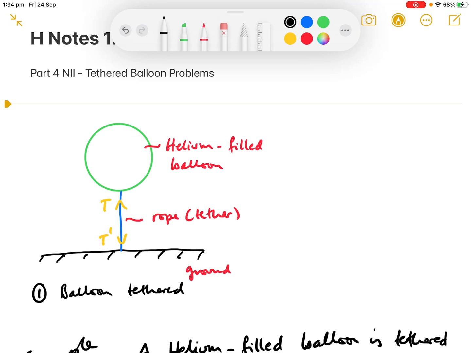Now typically in these problems, what happens is this. You begin with the rope tethered, but then the rope snaps, or it's cut loose or released, something of that nature. So you then move to this situation, where the rope snaps.